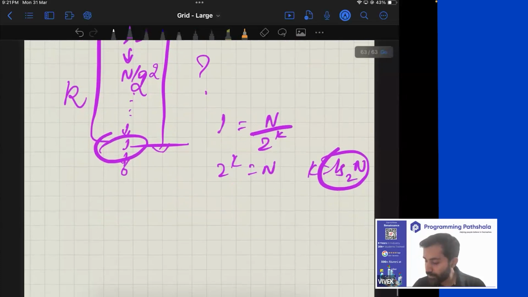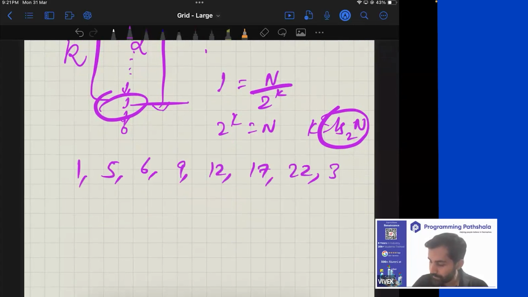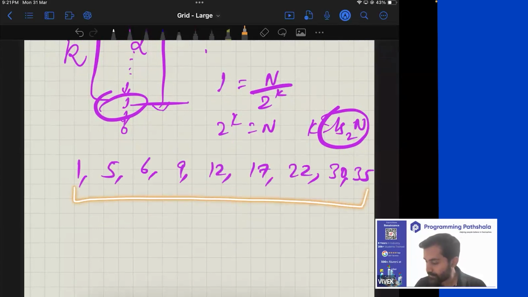So if you were to implement it, how do you go about it? You always say that, hey, I will initially have some array, let's say 1, 5, 6, 9, 12, 17, 22, 30, 35. And you say that we initially start with the entire array, and then we realize we should look in left, and then we realize we should look in the right part of that, and then we realize we should look in the left part of that.